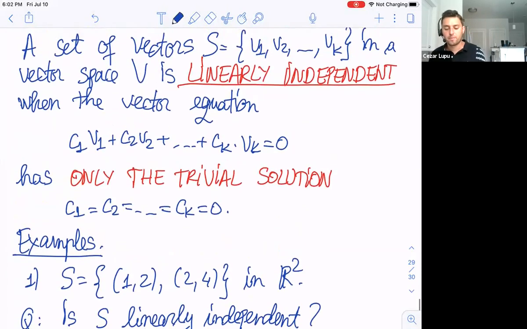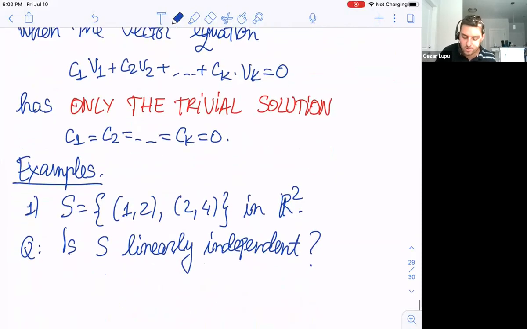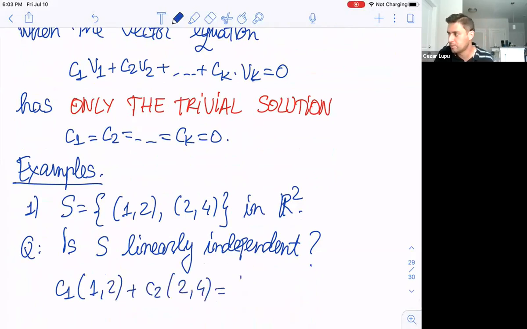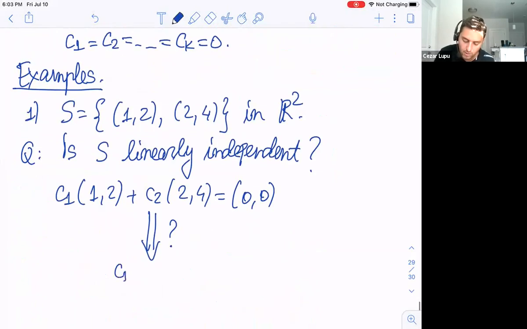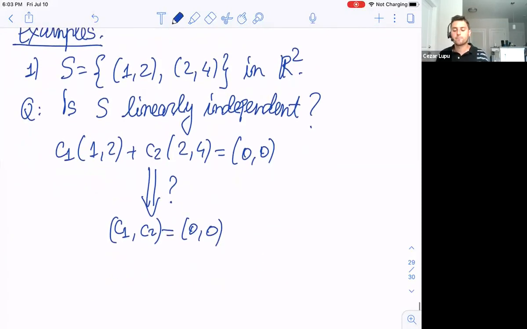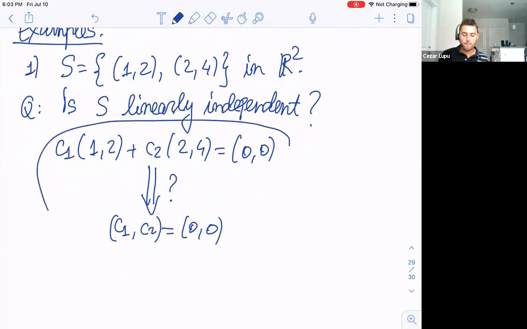In other words, does this set of vectors obey the definition above? In other words, if we consider the vector equation C1 times (1, 2) plus C2 times (2, 4) to be (0, 0), does it follow that C1 and C2 are 0? What do you think? That is the question. Does it follow that C1, C2 are both 0? This is the question I want to answer.